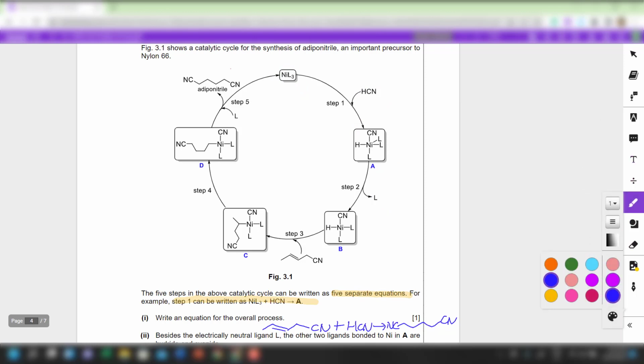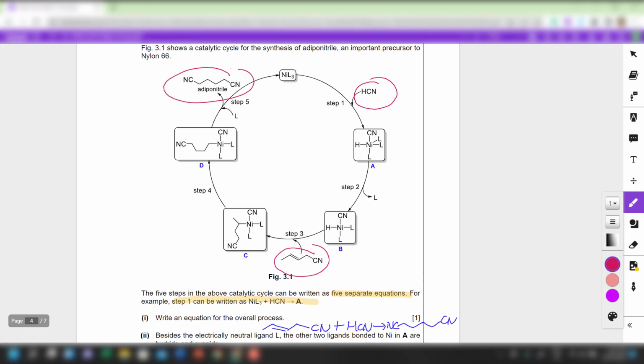Okay, so you'll notice that the only thing being introduced is HCN and this compound. You notice that NiL3 is being regenerated, so NiL3 shouldn't appear in the answer. Agree? And then you notice that L is being kicked out here, but L is being introduced here, so L also shouldn't be in your answer. Okay, and then what is given out at the end of the day? Adiponitrile. So that's it.